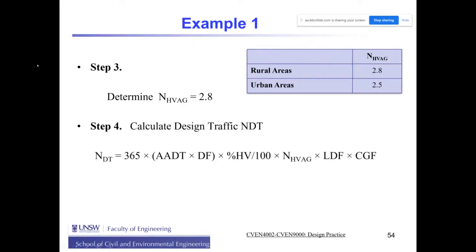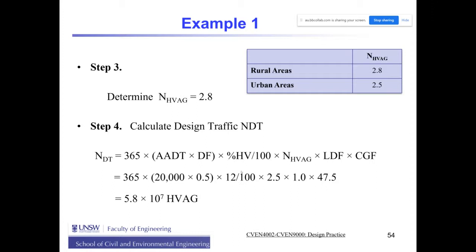So for NDT, this is the equation. You can simply substitute the value and we reach 5.8 times 10 to the power 7 heavy vehicle axle groups. So this is the number of heavy vehicle axle groups passing through this road. But this is not enough for us. We want to convert everything to equivalent standard axle, right?